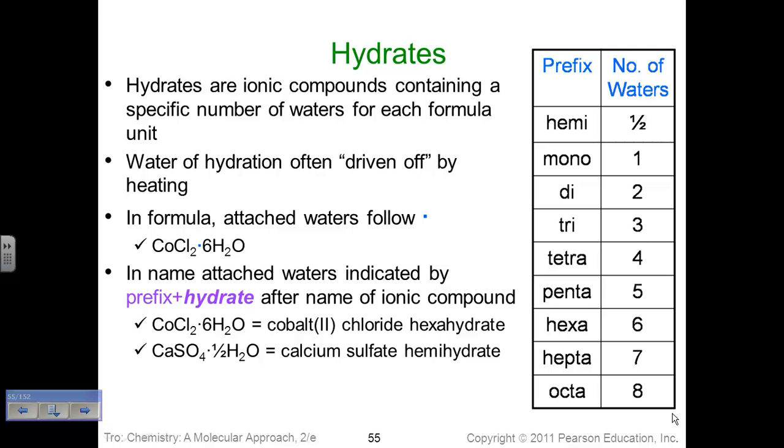When we name a hydrated crystal, we name the ionic compound as we would any other rule, and then we put a little prefix in front of the water and name the water as a hydrate. CoCl2, little dot, means attached to it are 6 waters. Name CoCl2. Well, Co is the element cobalt. Find it on your periodic table. Do you see cobalt? It's number 27.